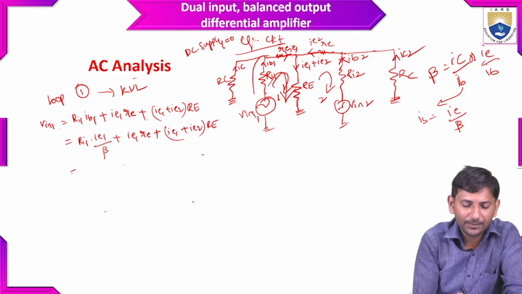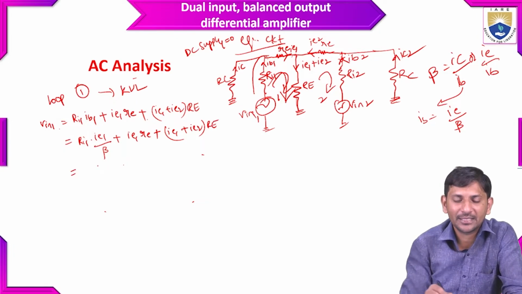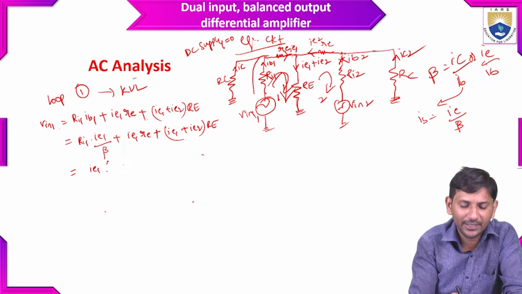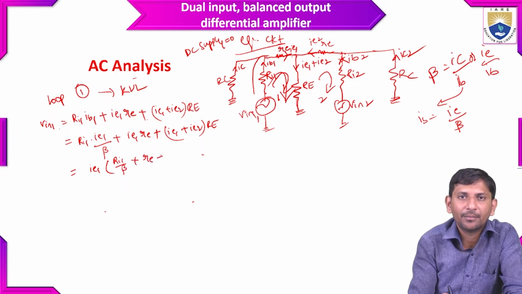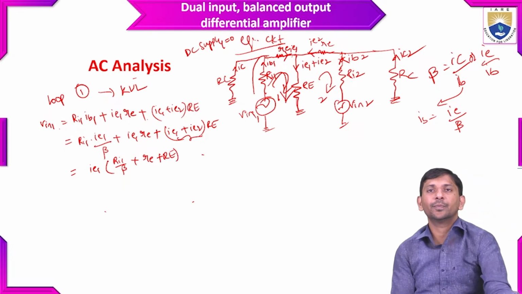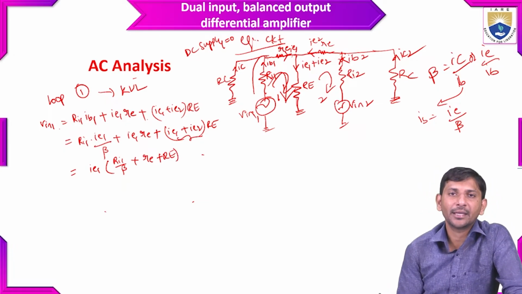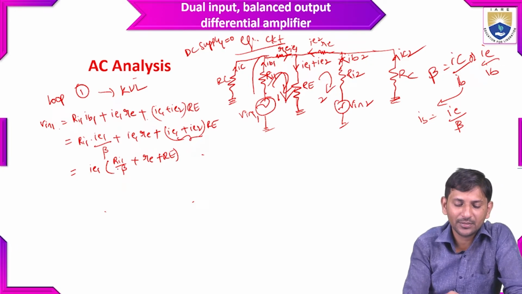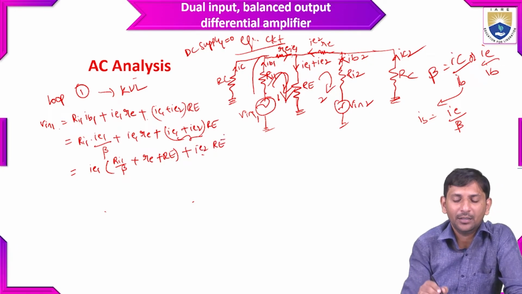In a similar way, if you take IE1 common, what you will get is Ri1 by beta plus Re plus capital Re. I am going to split this expression into two parts, IE1 into Re plus IE2 into Re. By that, IE1 is common, and the remaining term is IE2 into capital Re.